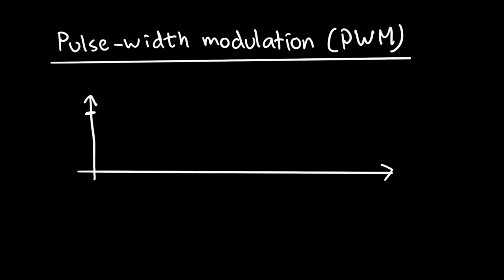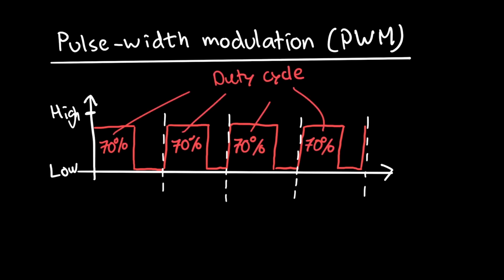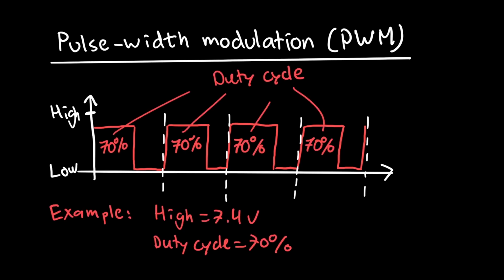Pulse width modulation is a method which involves toggling a pin on and off at a certain ratio, the so-called duty cycle, to effectively vary the average voltage. For example, if we have a signal at 7.4 volts when active and we have a duty cycle of 70%, the signal will be active 70% of the time, yielding an average voltage of 5.2 volts.